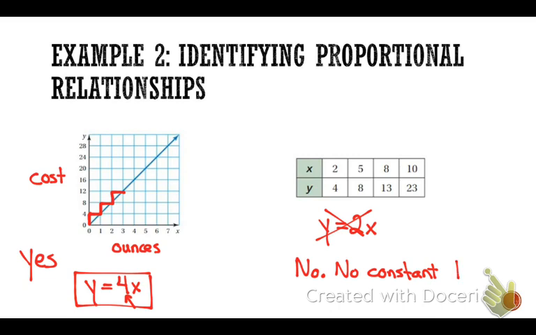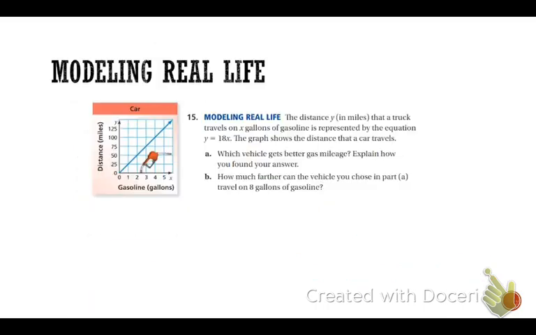rate of change, and I'm going to abbreviate ROC for rate of change. Okay, there's no constant rate of change. I can't do the same operation to each x value to produce y. You see that? So it all comes down to the rate of change. Is there a constant rate of change? All right, any questions? One more example.